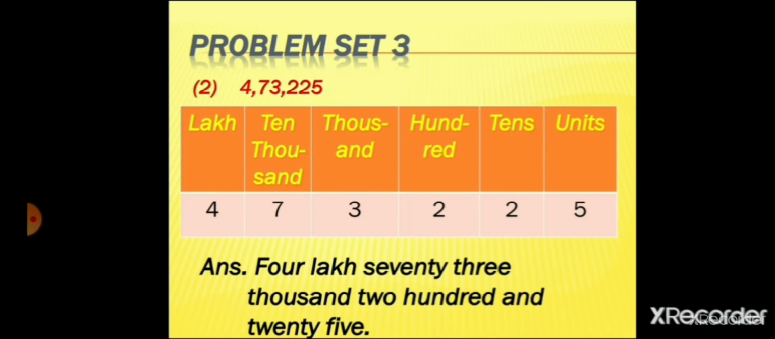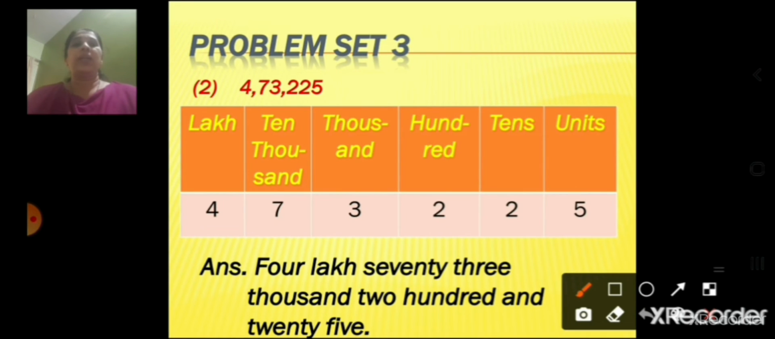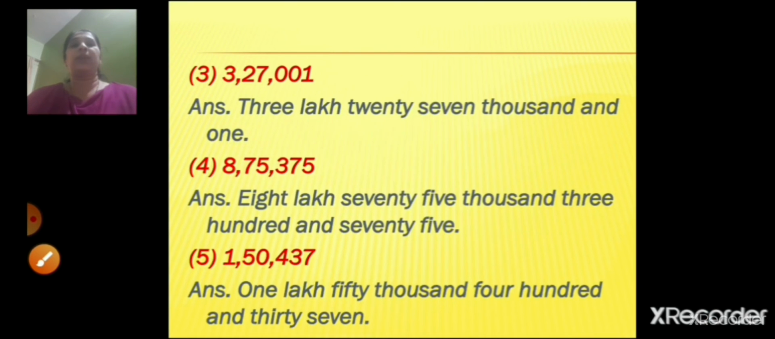473225. Again we'll prepare a table: units, tens, 100, 1000, 10,000 and lakh. Again we'll arrange these numbers starting from our right hand side. 5 in the units place, 2 in the tens place, 2 in the hundreds place, 3 in the thousands place, 7 in the 10,000s place and 4 in the lakhs place. So now we can write this number as 4,73,225. Let's move to the third one.